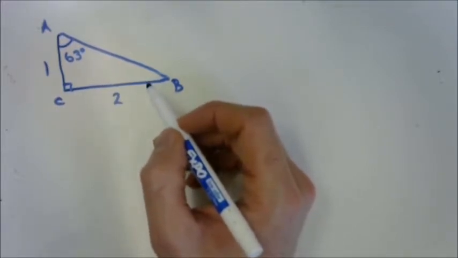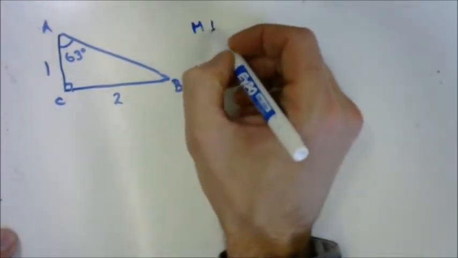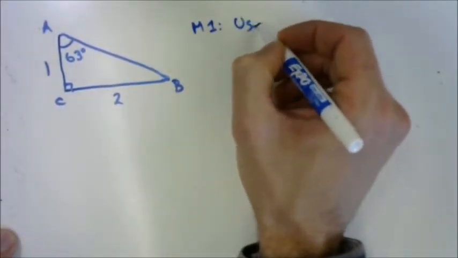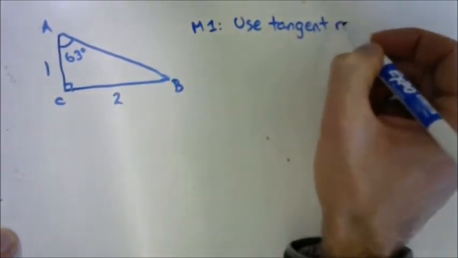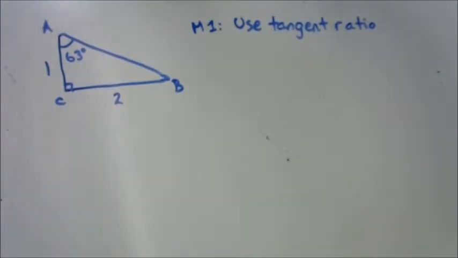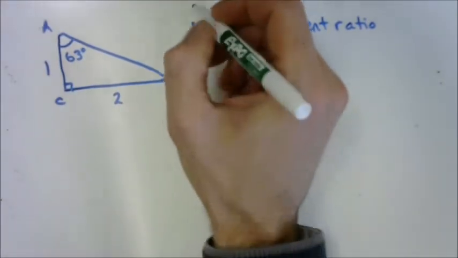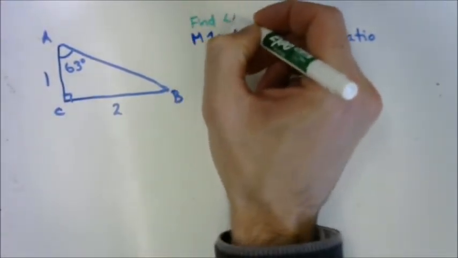Could we do the same thing again that we did to angle A? Yeah, we could use the tangent ratio. So method 1, use tangent ratio. And we'll do that one first. So this is for finding angle B. Yep, find, I'll write that on top, find angle B.